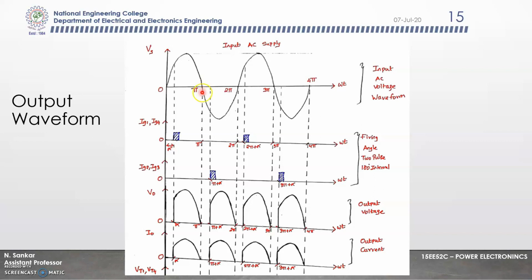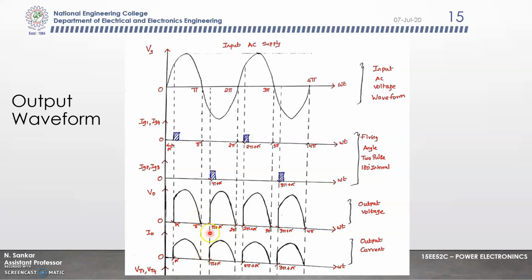After this point the input current becomes negative. Once the current becomes negative, SCR1 and 4 get turned off. That is why there is zero conduction from the angle pi to pi plus alpha. In this interval the output is 0, because thyristors 2 and 3 are already in the turned off position, and now thyristors 1 and 4 get turned off. So we get 0 output voltage and 0 output current.